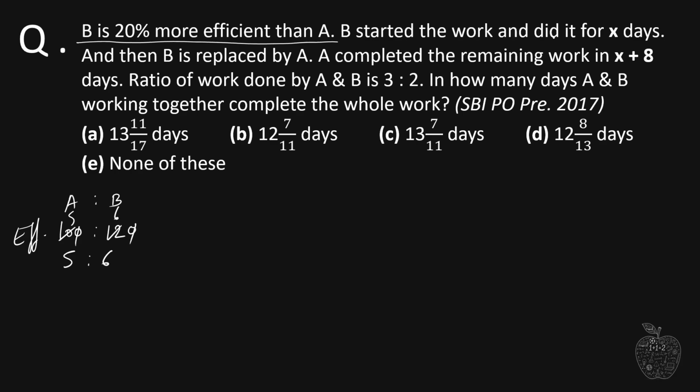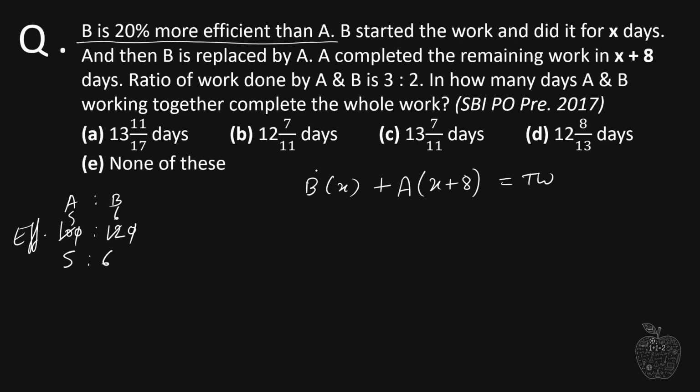Now B started the work and did it for X days, and then B is replaced by A. A completes the remaining work in X plus 8 days. So B works for X days, then B is replaced by A. A works for X plus 8 days, and together they complete the total work. Now the ratio of the work done by A and B is 3:2.